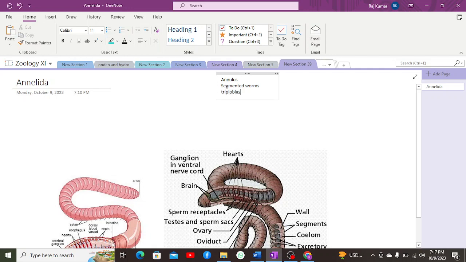First and foremost, these are triploblastic, bilateral, coelomate, as well as protostomes. They have one part of their body as protostomium as well. So they are segmented ones. These are triploblastic, bilaterally symmetrical, coelomate, protostomes.